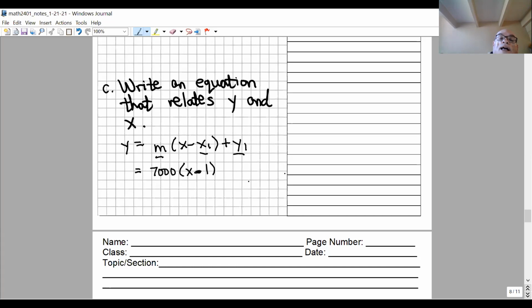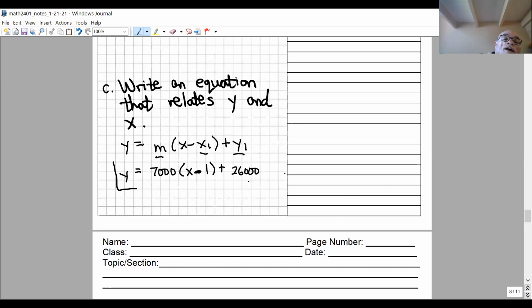Yeah, exactly. Plus, and then just put the Y coordinate for the same point, which is, what's the Y coordinate for that point that had X coordinate 1? 26,000. There you go. So that's all there is to it. See how easy that is?